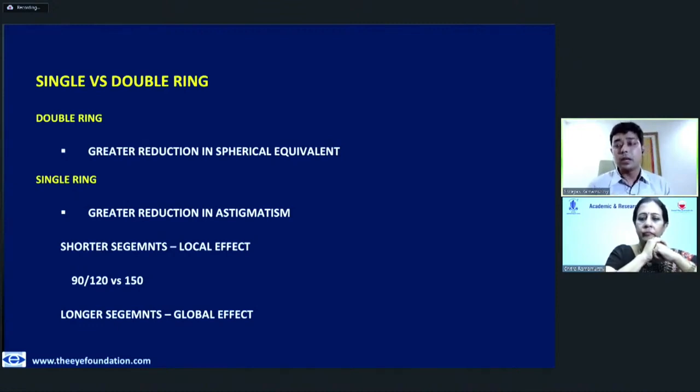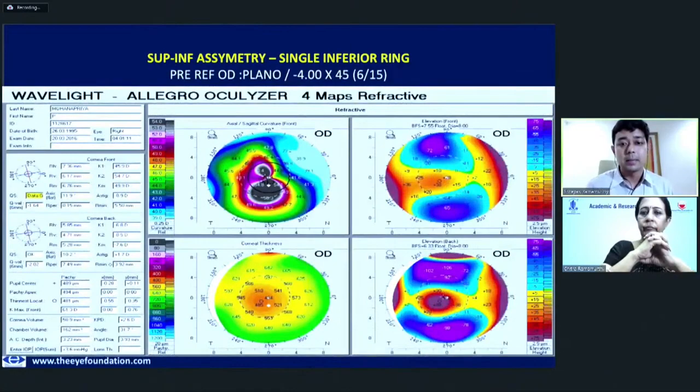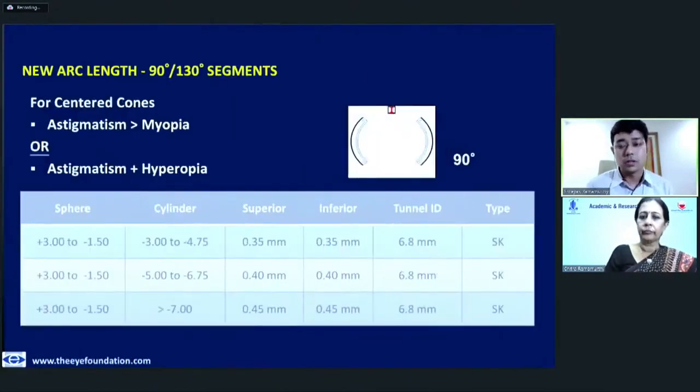Whenever you have a higher ISC symmetry of greater than 10 diopters or so, you do well to do just a single inferior ring, which helps shift the cone a little superiorly by causing a relative flattening inferiorly. Thereby the overall best spectacle corrected visual acuity also improves. This is one such example where you can see there's almost 10 diopters of ISC symmetry, and those patients do well. Then you have the smaller arc segments. Normally the regular segments which I was talking about are the 150-degree segments.